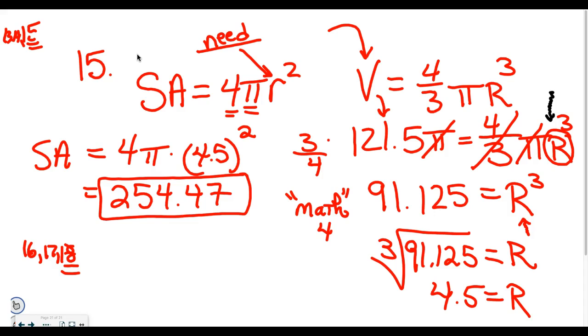So that's number 15. It was just using the two formulas. The one that I wanted, the surface area, I didn't have the radius. So I used the volume information to get the radius. How's that one? We good?